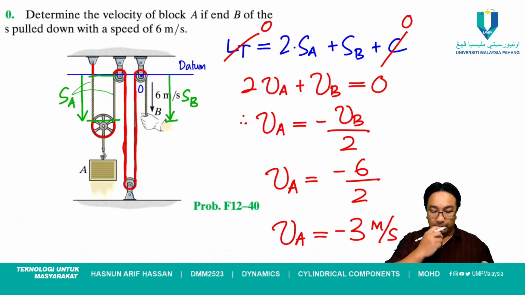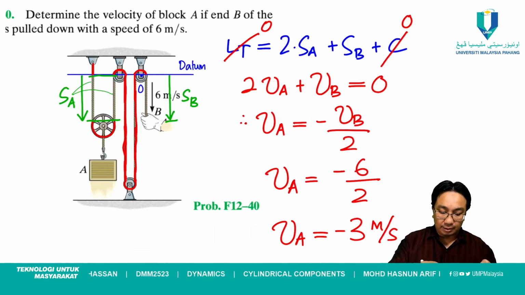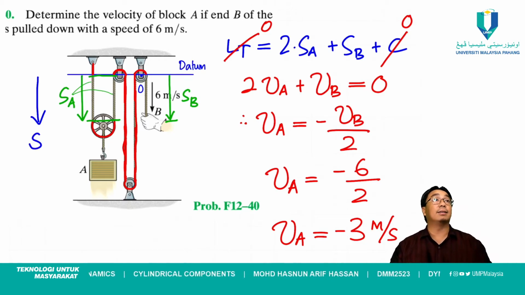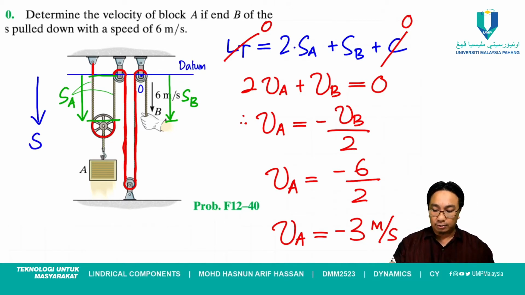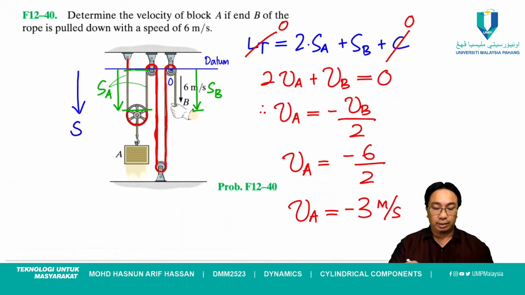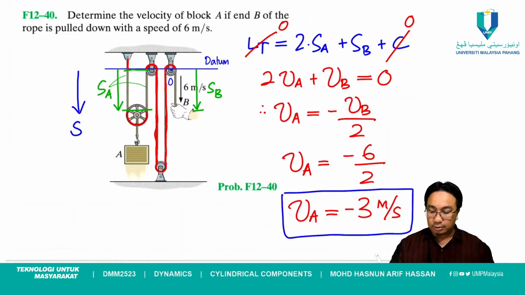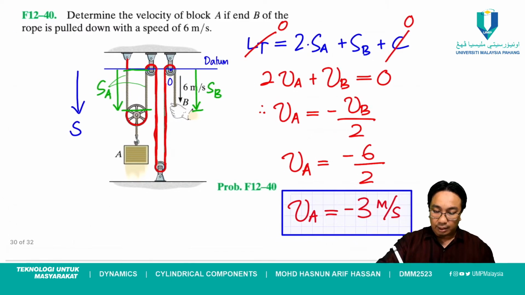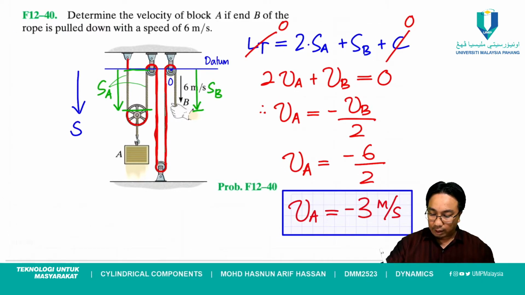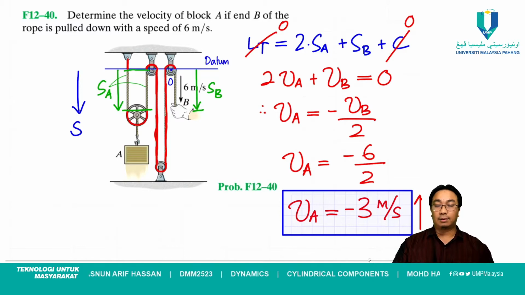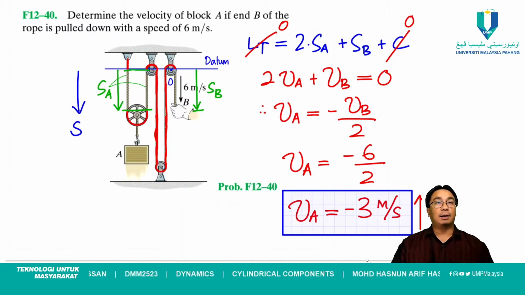Oh, kita lupa nak bagi tahu tadi kita punya axis kita define positif ke bawah. Kita punya axis S ni kita define positif ke bawah. So that's why we get negative answer, because VA is moving up. VA ni naik ke atas. So this will be our final answer, and you can also draw arrow lah untuk tunjukkan dia punya motion, which is ke atas. Okay.